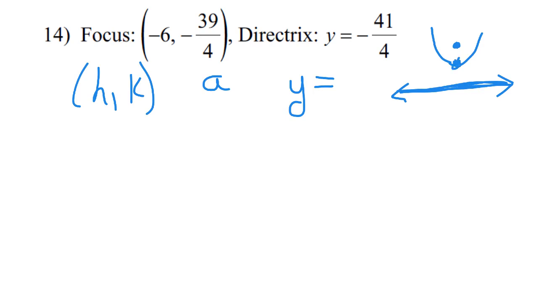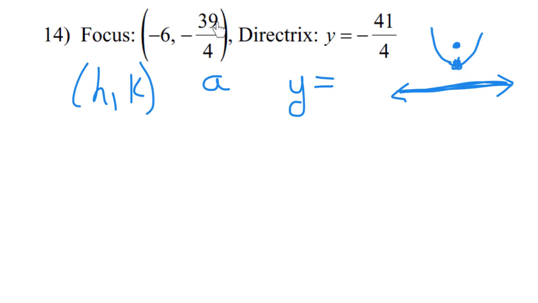So what I need is this point right here. This is my vertex. So I need the vertex of my parabola. Well, the vertex of my parabola is going to have the same x value that my focus has. So I need to find out, well, where is it at? Because my directrix is at -41/4 and my focus is at -39/4. So I know my vertex is in between those two things.